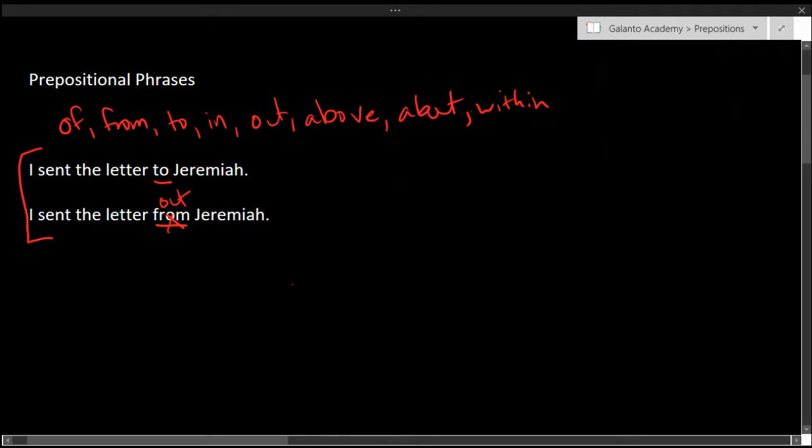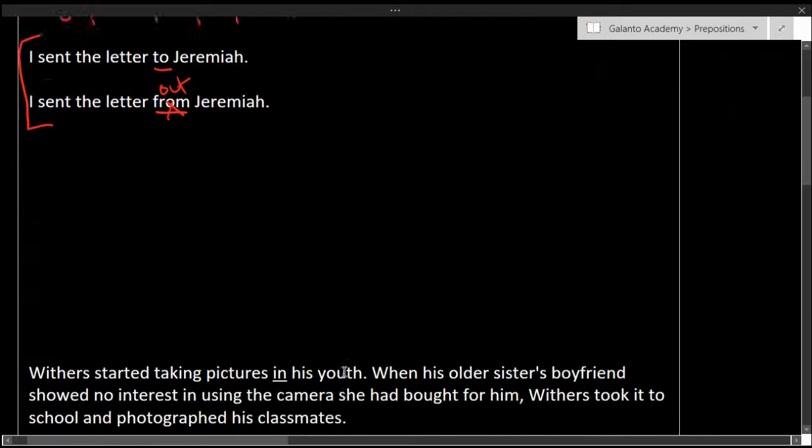I sent the letter out Jeremiah. That doesn't make sense at all here. So we need to make sure that we have a sense of the context to be able to choose the best preposition and that it is grammatically correct.